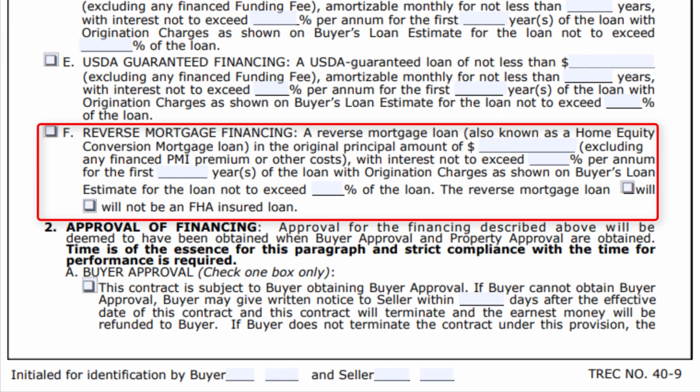Again, a lot of redundancies inside of this particular section here. It's just important to know that the amount that goes in these blanks for how much you're borrowing is the loan amount. It's not the sales price, it's not the down payment, it's the loan amount.